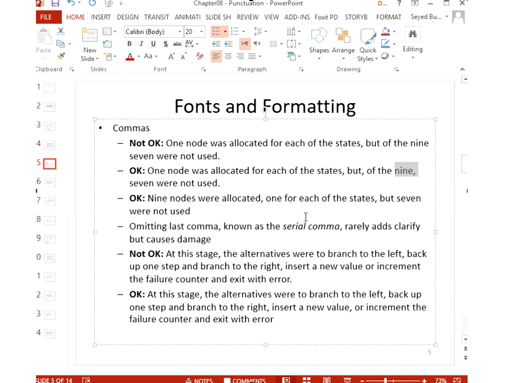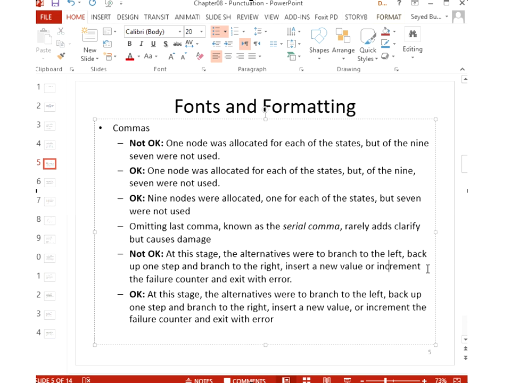There is a concept called the serial comma. We use comma, comma, comma continuously, and the last comma we omit. The author states that omitting the last comma is of no use. It only creates some kind of damage and does not support you. So don't remove it, keep it there. This is what he is saying. Here is an example: the alternatives were to branch to the left, back up one step, and branch to the right.